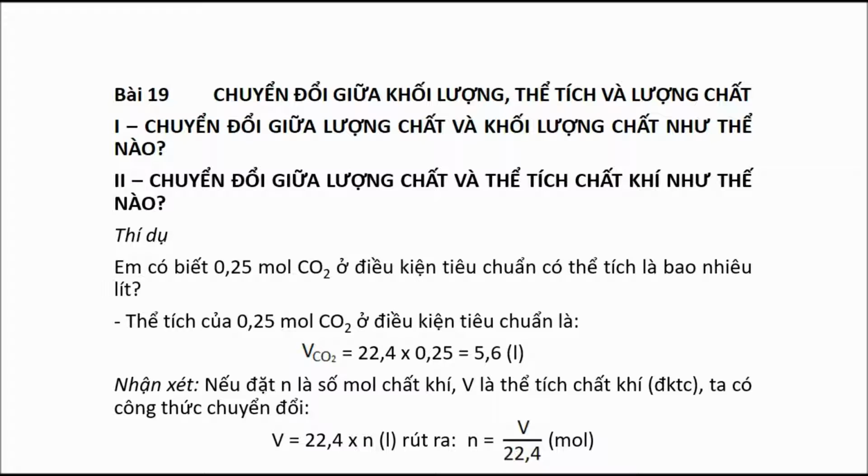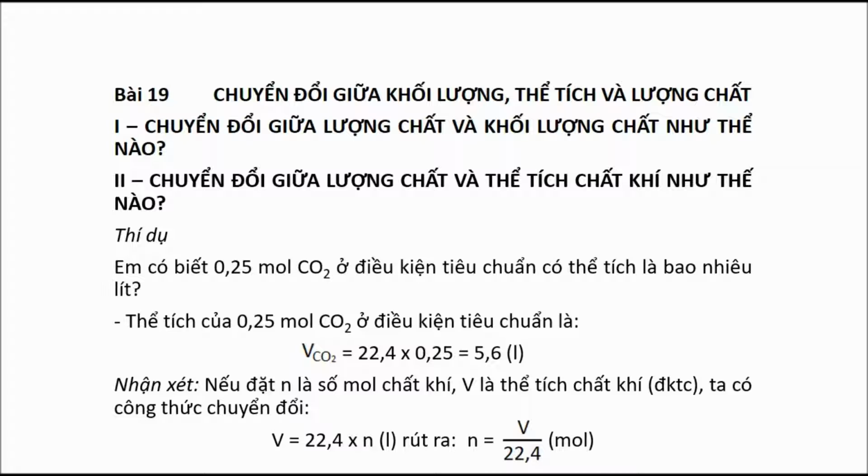2. How to convert between molar amount and volume of a gas. Example. Do you know what the volume in liters of 0.25 mole of CO2 at SDP is? The volume of 0.25 mole of CO2 at SDP is V CO2 equals 22.4 multiplied by 0.25 equals 5.6 liters.